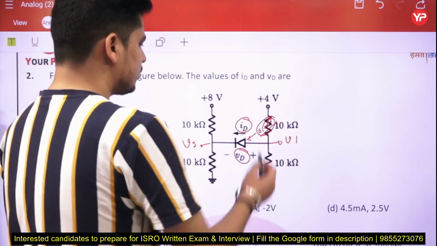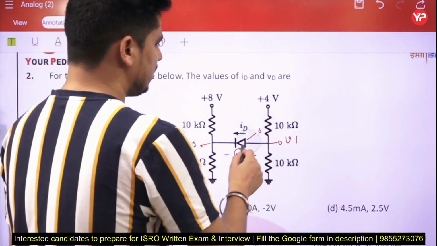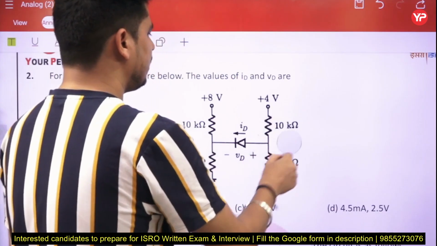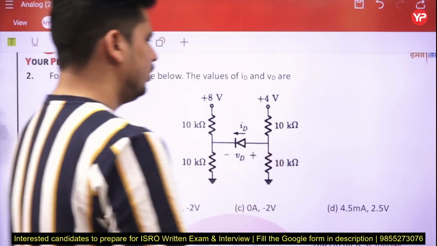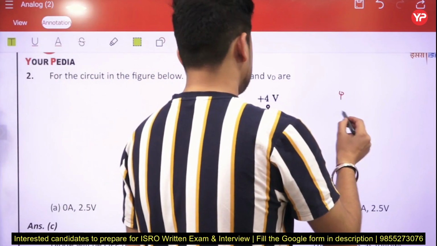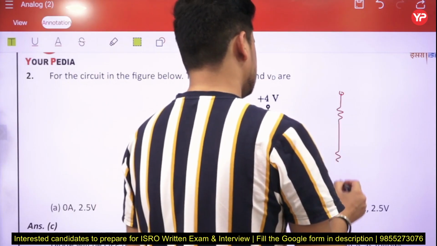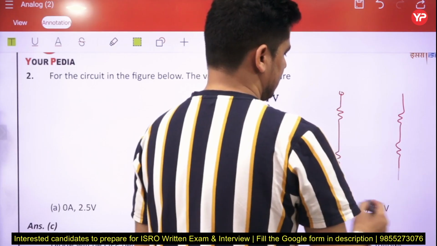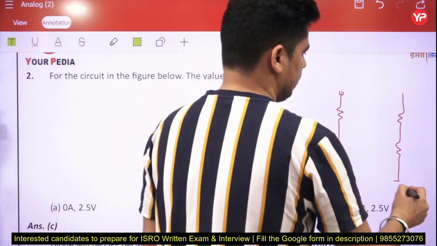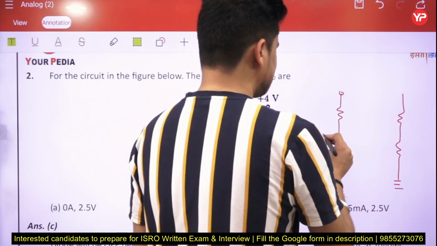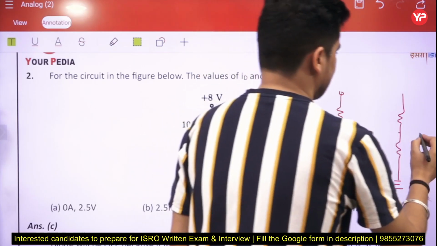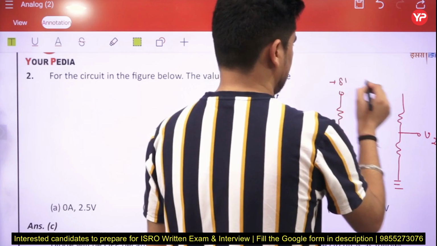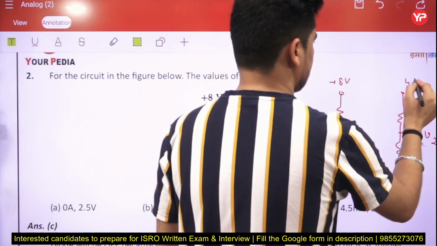Okay, so we assume that the diode is off, and when your diode is off, it will behave like an open circuit. Now what is happening here, this is a resistance, this is a resistance, this is another resistance, this is our another resistance, this is ground, this is ground. Let us take the voltage here is V1 and the voltage here is V2. This is 8 volt and this one is 4 volt.